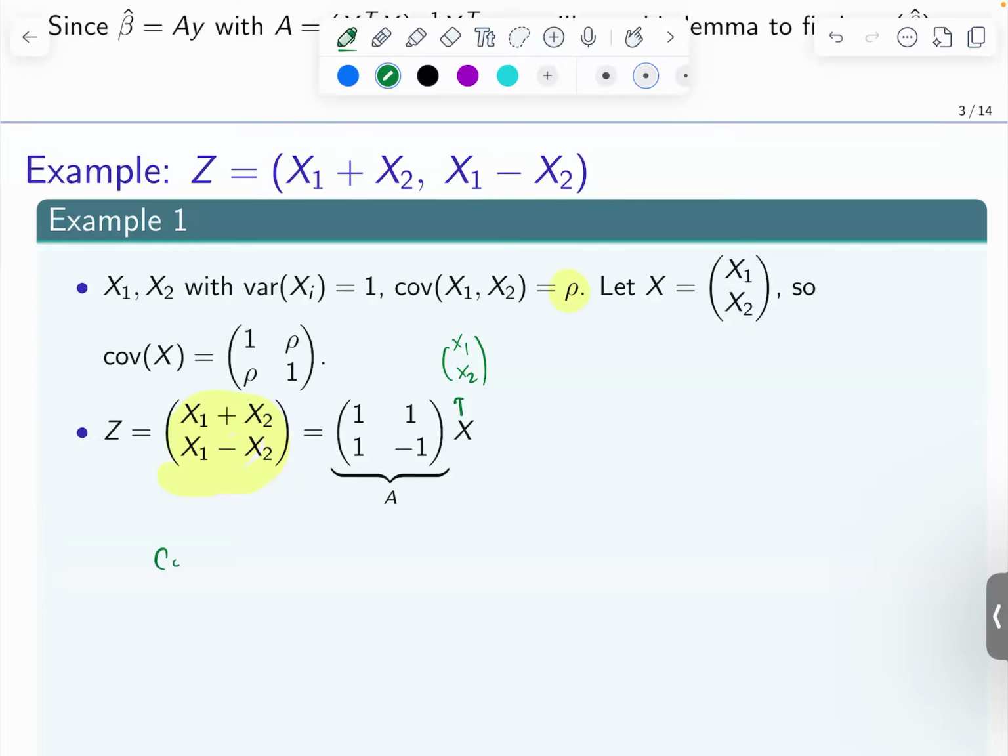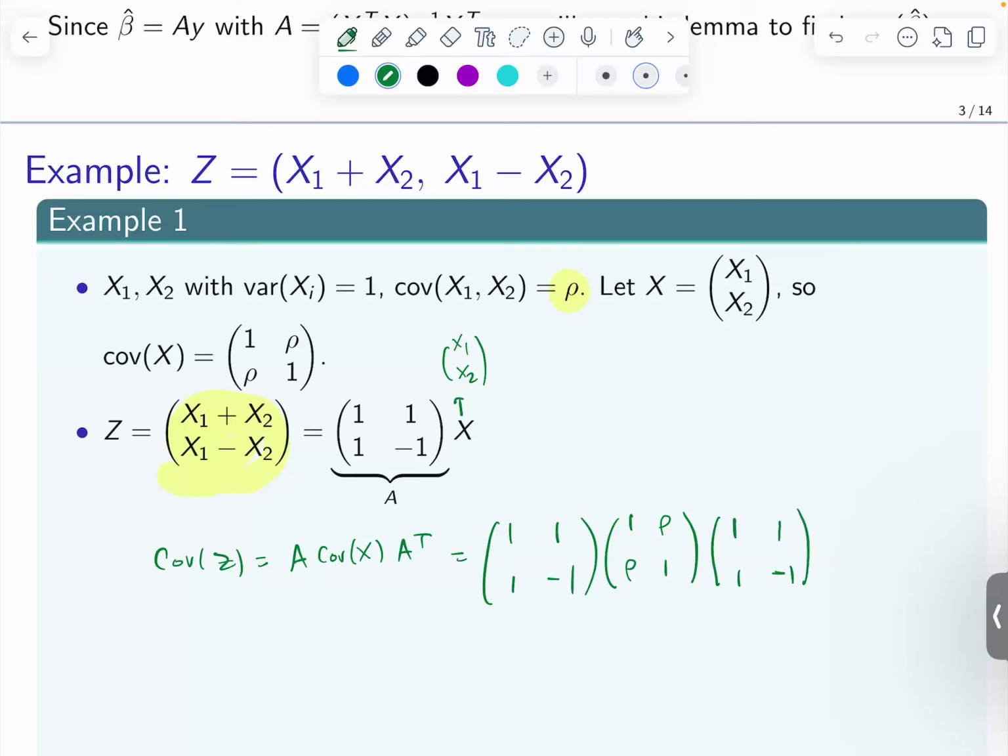So if I want to calculate the covariance of Z, I'm going to use that formula: A times the covariance of X times A transpose. So I get [1, 1; 1, -1] times the covariance of X, which is [1, rho; rho, 1], because the diagonals are the variances and the off-diagonal is the covariance. And then I'm going to transpose this. It happens to be symmetric, A is symmetric.